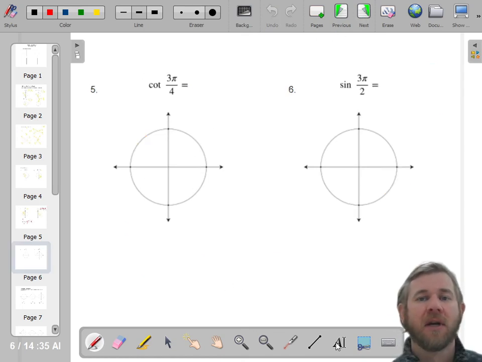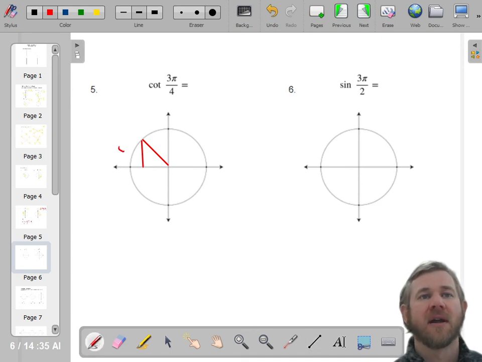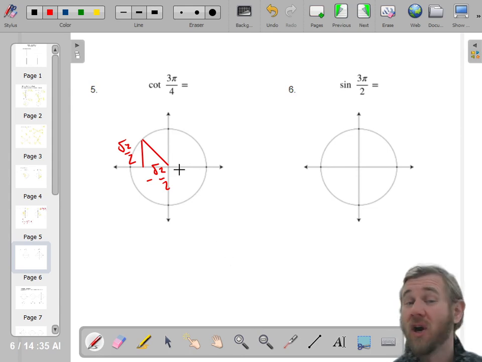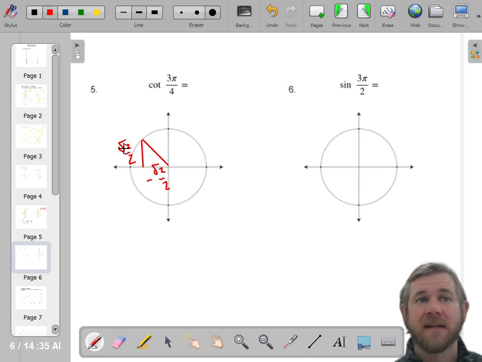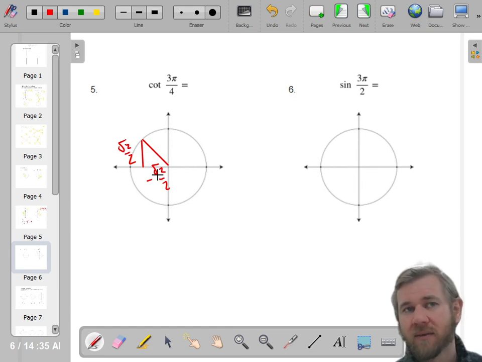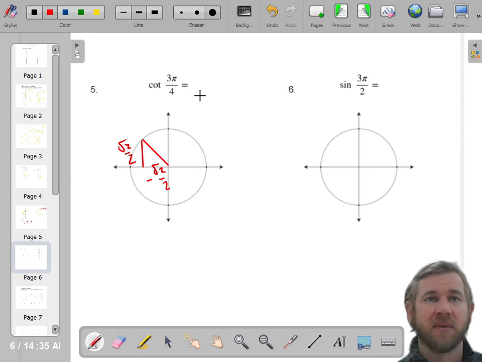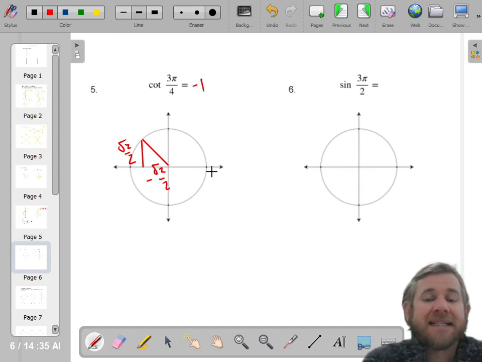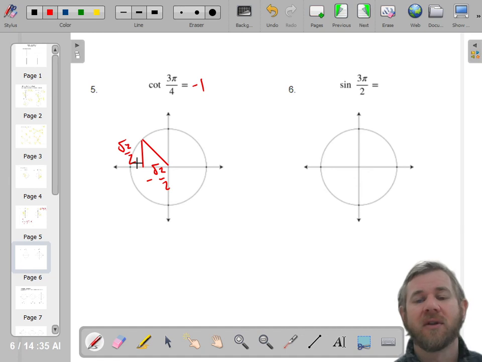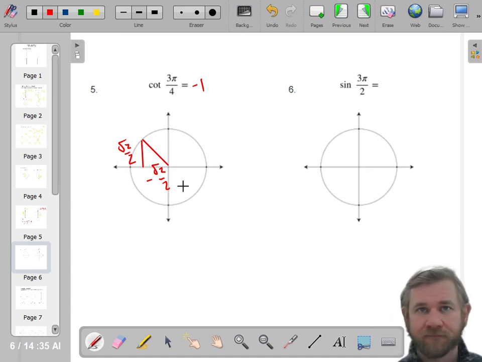All right, last couple. Cotangent, 3 pi over 4. 1, 2, 3 pi over 4s is in the second quadrant, 45-degree reference angle, so radical 2 over 2, radical 2 over 2, x is negative. We want cotangent. Well, this one's actually really easy because tangent is opposite over adjacent. The tangent's negative 1. The cotangent would be adjacent over opposite, which is still negative 1. If it's an isosceles triangle, the legs are the same, so you divide them by themselves, you get 1.